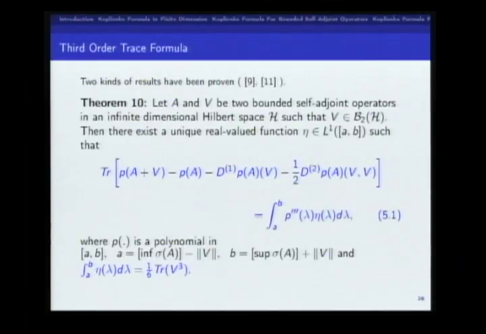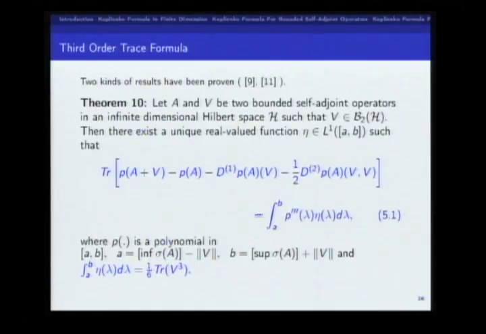A is self-adjoint. V is, you see here, in B2. We are able to prove this formula only for B2, though you would normally expect that you should be able to extend this to B3, the next Schatten class. But so far, no proof exists for B3.